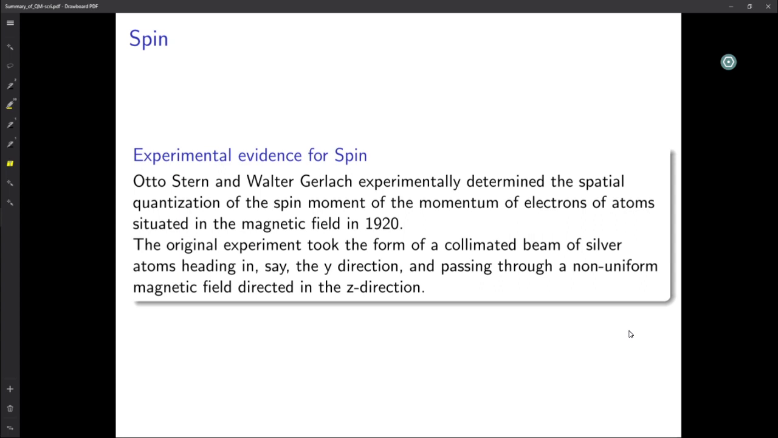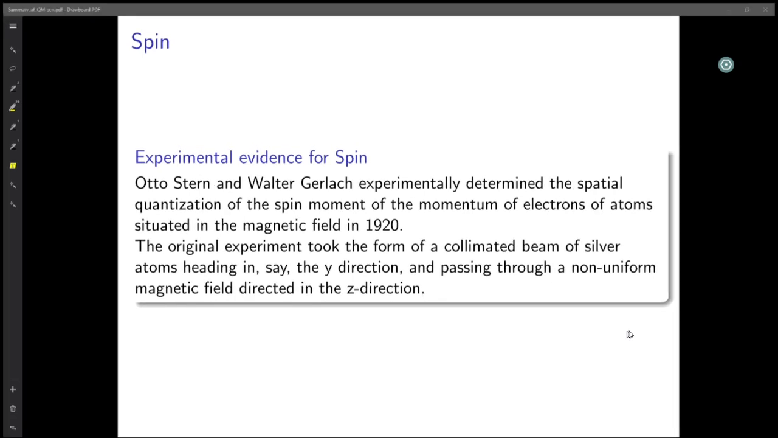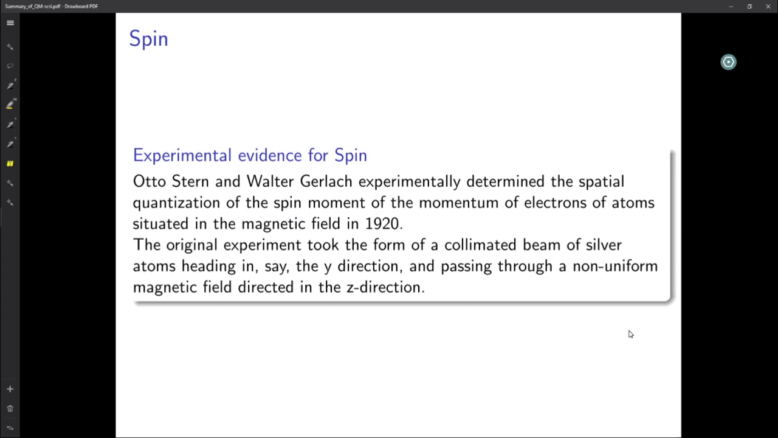So they wanted to see, for example, for an s orbital, the quantum number l is 0. So basically there should be no difference when the electron is passing through the magnetic field. It should directly hit the screen, and the screen should show just the indication that it has passed through without any deviations. But that was not so.